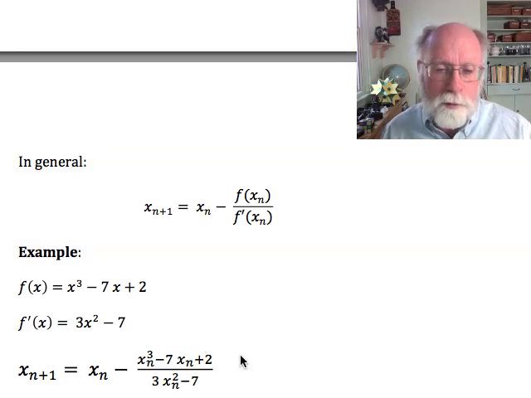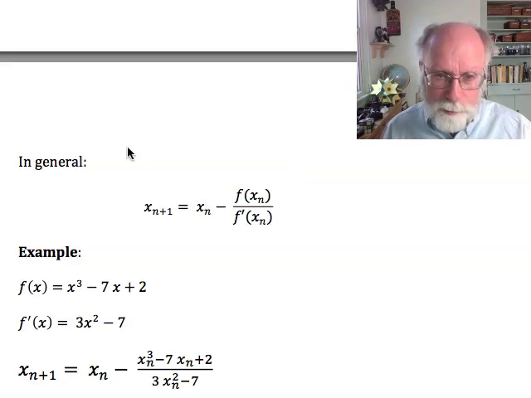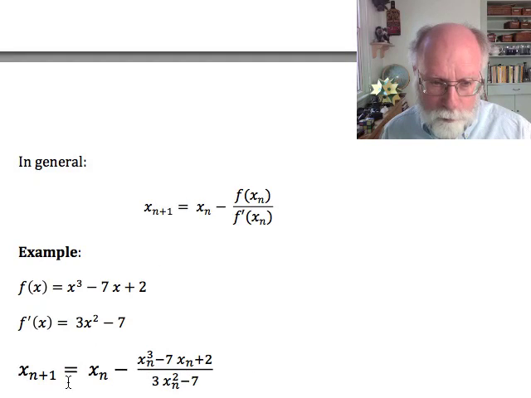And so the formula that we're going to use to continually calculate closer approximations is x sub n minus this, which is the value of the function, x sub n cubed minus 7x sub n plus 2. That's the value of the function at x sub n. And then this is the value of the derivative at x sub n, 3x sub n squared minus 7. And so we plug that into the formula, and that's what we get for the iteration.